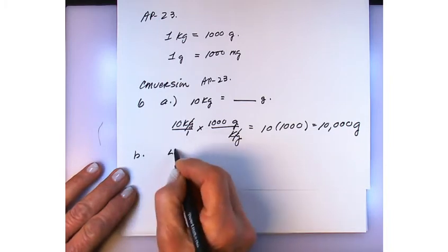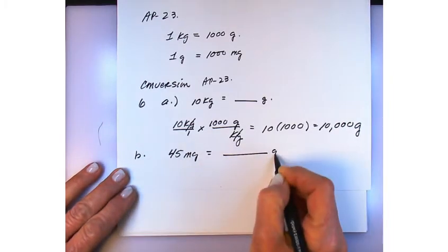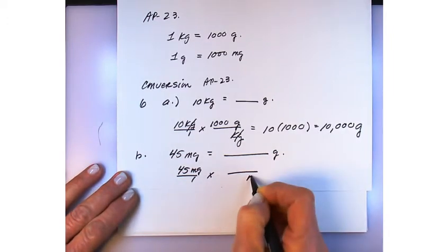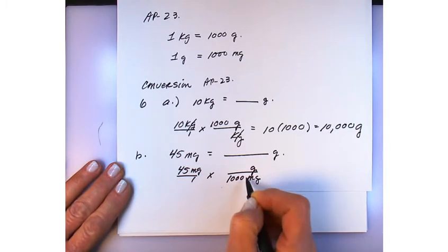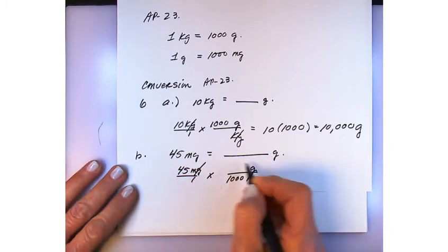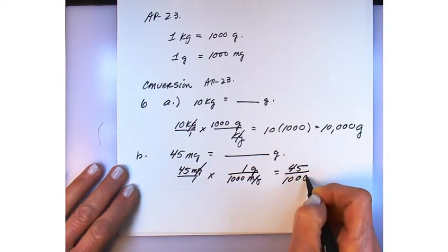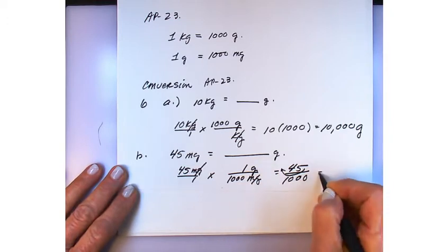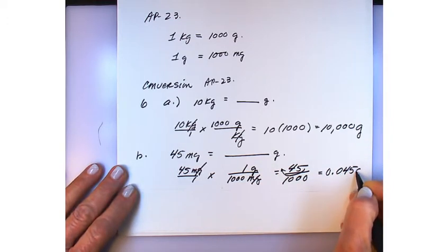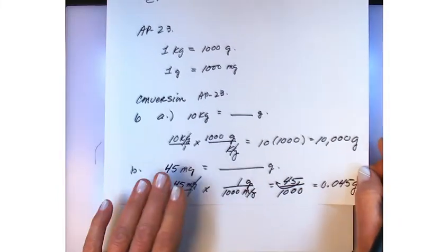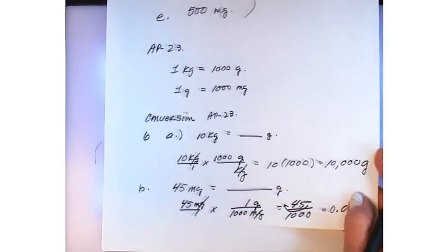B, 45 milligrams equals how many grams? Repeat. Out go the milligrams, in come the grams. But now I have to put the 1,000 with the milligrams. Milligrams cancel. I have 45 over 1,000. It tells me to move my decimal point 3 places to the left, and I get 0.045 grams. Now remember, after I do these, you folks need to do a good share as well.